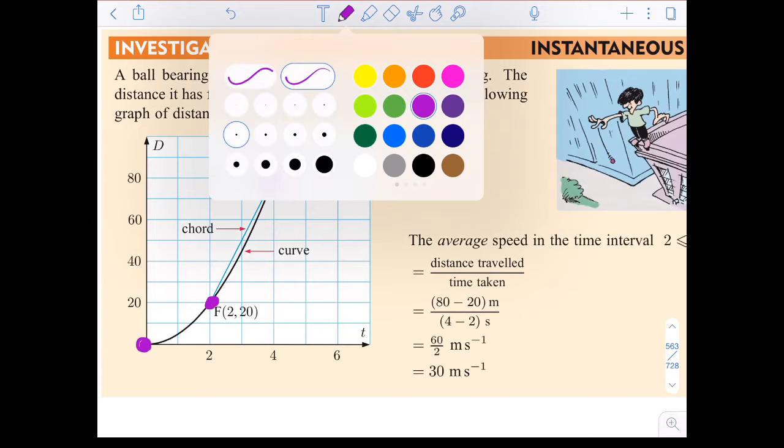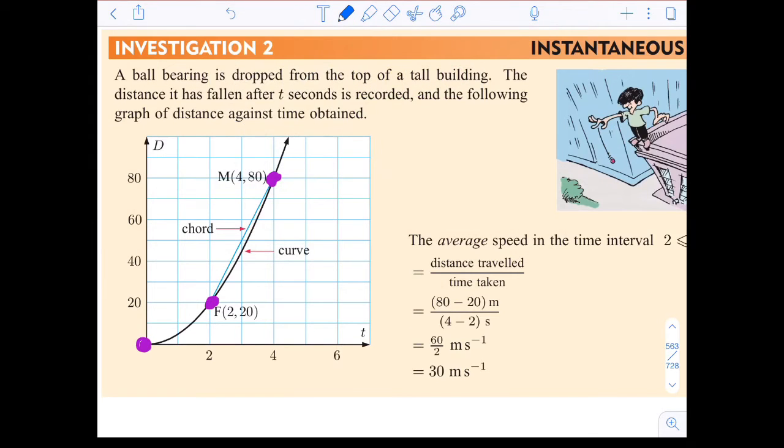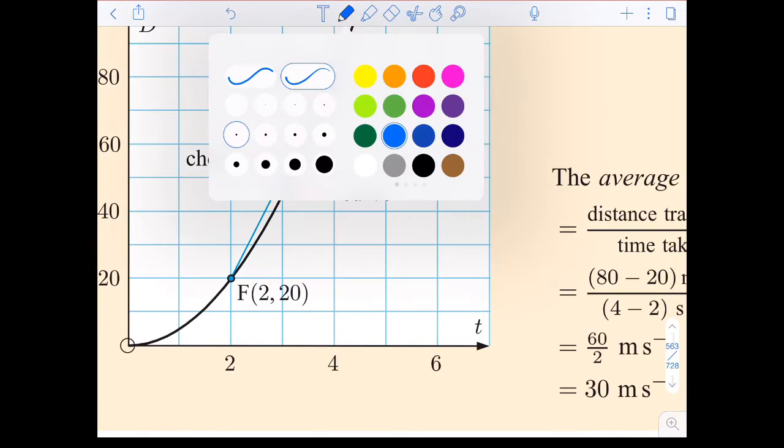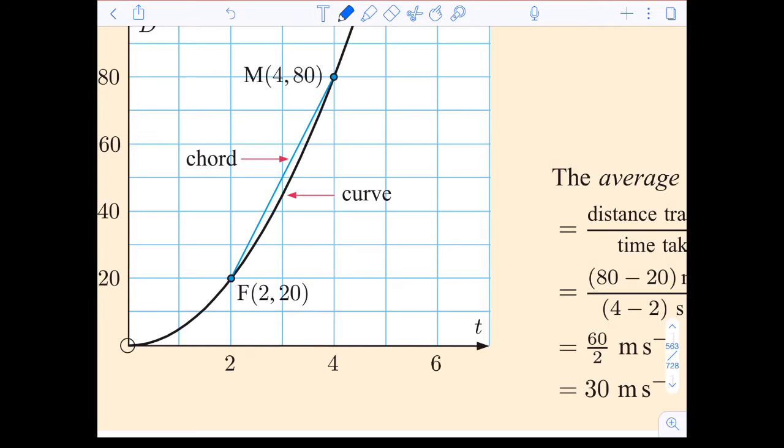So what we did in the last section, we said, well, if I want to know the average rate of change between 2 and 4, we just found the slope of a line between 2 and 4 like so. Now what we're going to do is deal with not between 2 and 4, but right at 2. If I wanted to know how fast the ball bearing was falling right at 2 here, well, the idea is its slope is always changing.